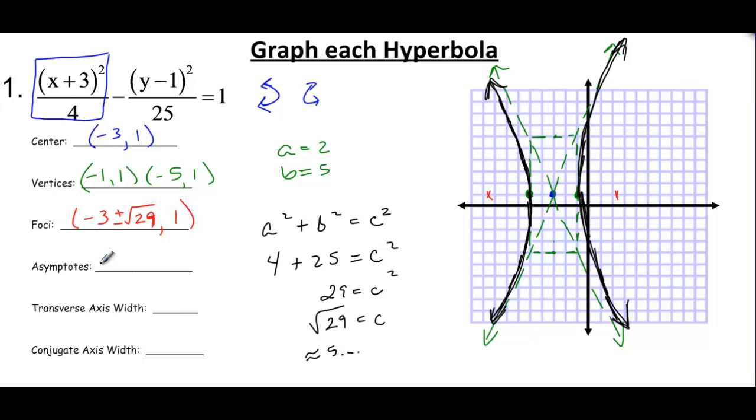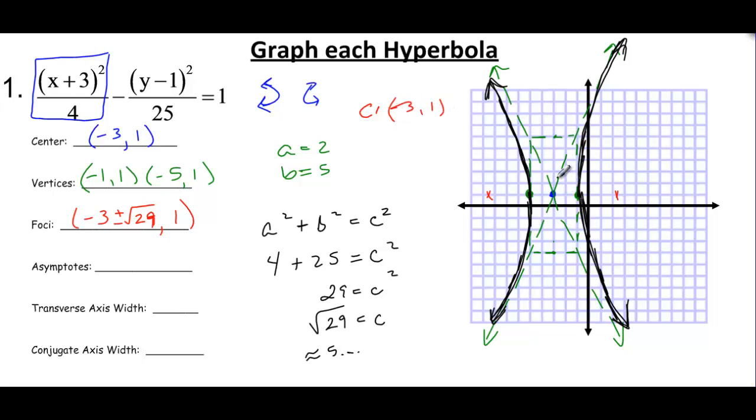Now asymptotes. Okay, asymptotes are these two lines. So how do we write the equation of a line? Well, we had 3 different ways to do it back in our chapters with lines. We could write it in standard form, we could write it in slope-intercept form, which you guys most commonly use. However, point-slope form is the best. I notice these two asymptotes go through the same point, the center, and I know the center, remember, is at the point -3, 1.